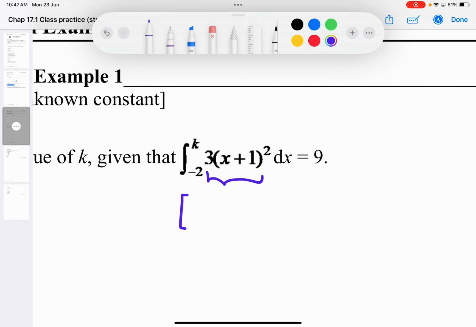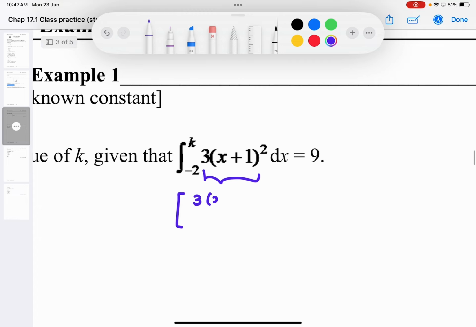So here you leave the 3 over there and then you integrate. Copy the bracket, power plus 1, then divide by the differentiated bracket, and when you differentiate the bracket, it's just 1. So I'm just going to write it there. Then multiply by the power. So this is the formula, I'm directly applying the formula. And then we don't need to add constant c because this is a definite integral. So I will sub in my k and -2 later on. Okay, applying the first formula.